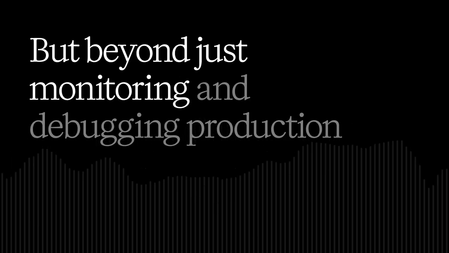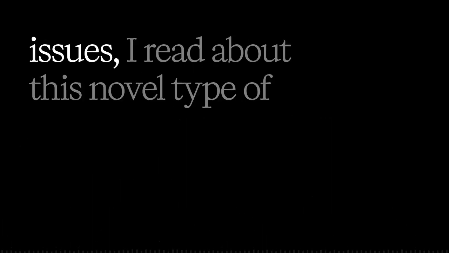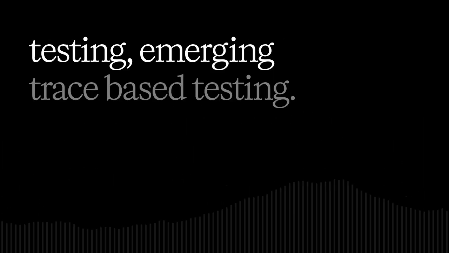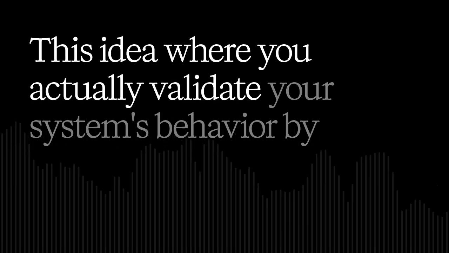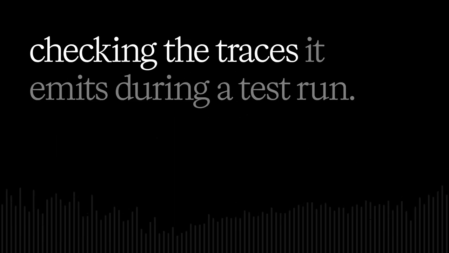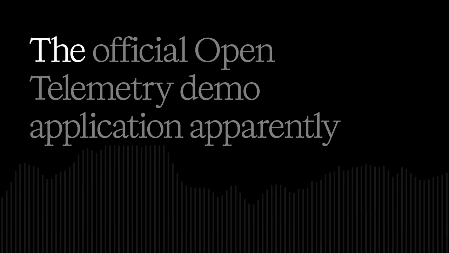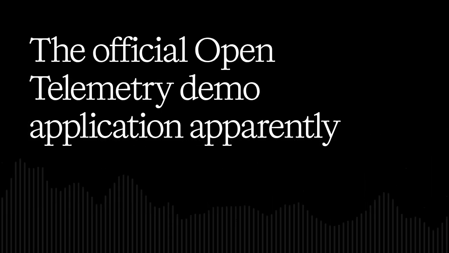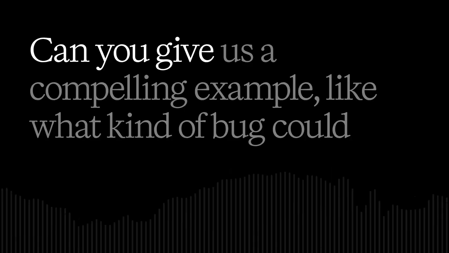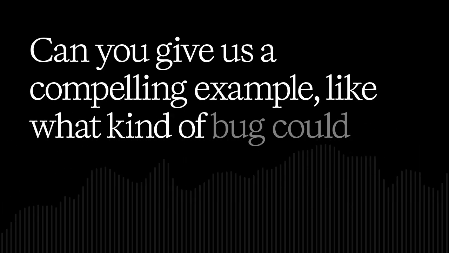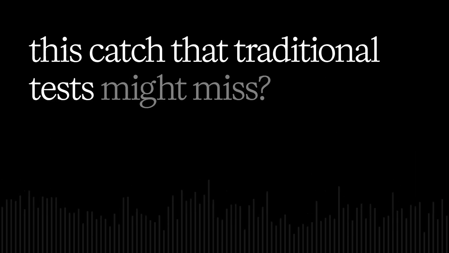But beyond just monitoring and debugging production issues, I read about this novel type of testing emerging, trace-based testing. This idea where you actually validate your system's behavior by checking the traces it emits during a test run. The official OpenTelemetry demo application apparently uses this quite a bit for its integration and end-to-end tests. Can you give us a compelling example, like what kind of bug could this catch that traditional tests might miss?